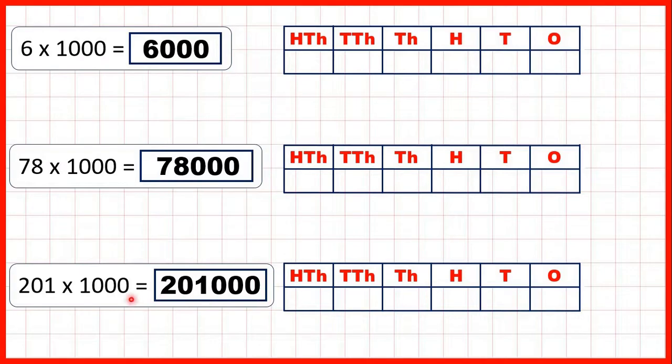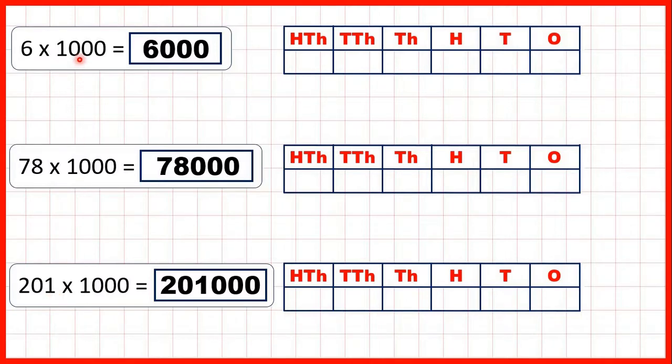Now it's important again to understand that multiplying by 1,000 we can write 3 zeros on the end only if the numbers that we're multiplying are whole numbers rather than decimals. If we have decimals, we're going to need to use a different method.